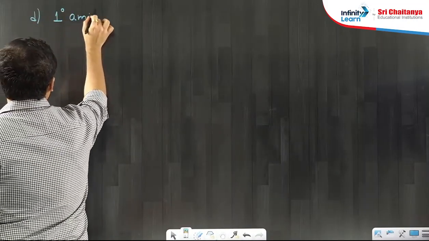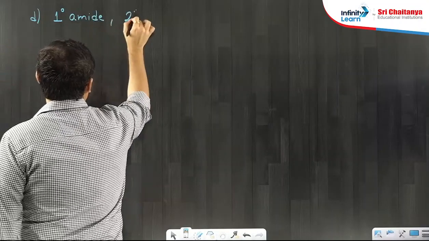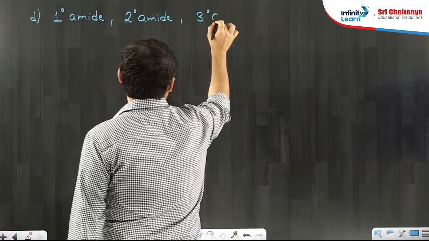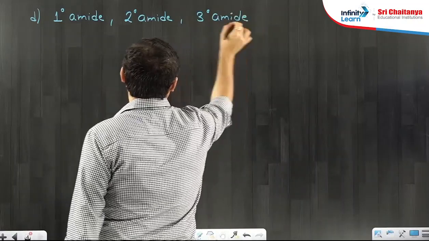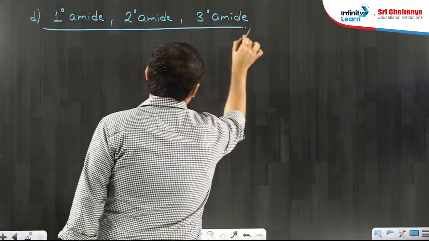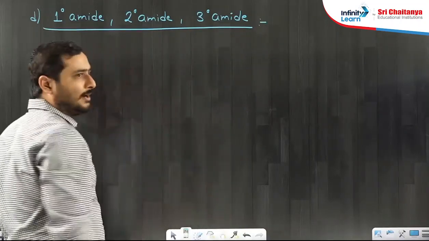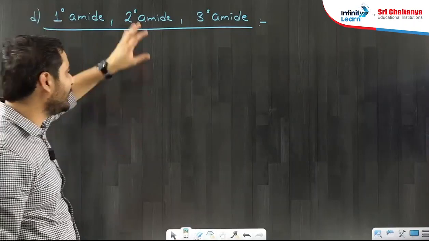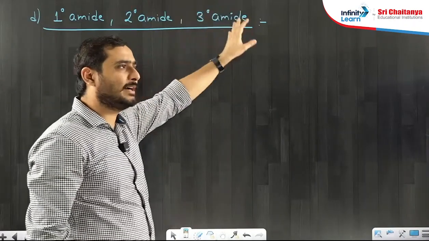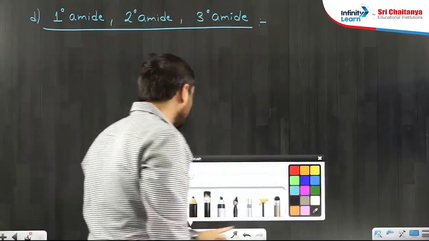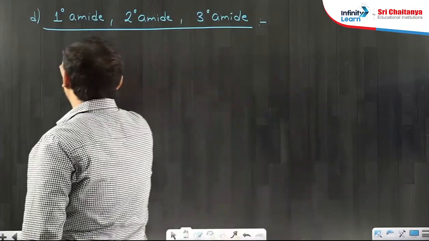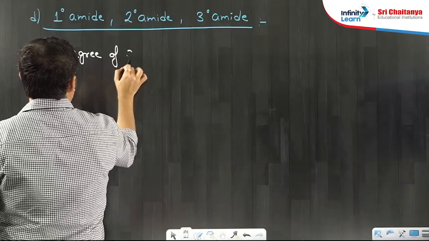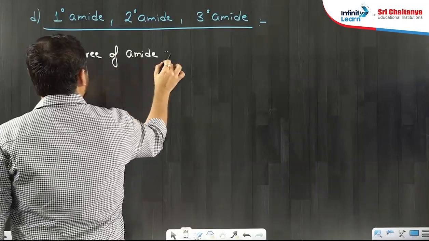Primary amide, secondary amide and tertiary amide. So first I will tell you what is the meaning of degree of amide and what is their representation. Representation for primary amide, representation for secondary amide, representation for tertiary amide. So what is degree of amide? Degree of amide is same as degree of amine.